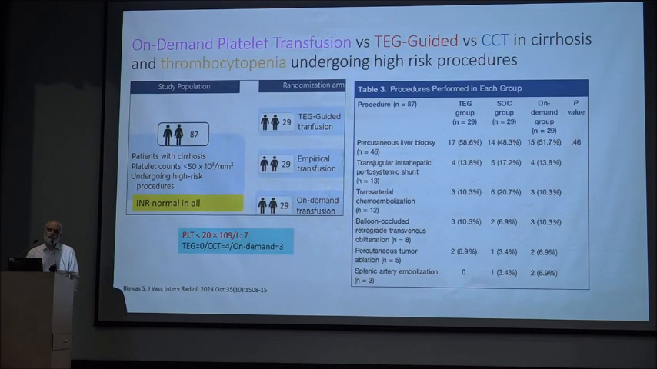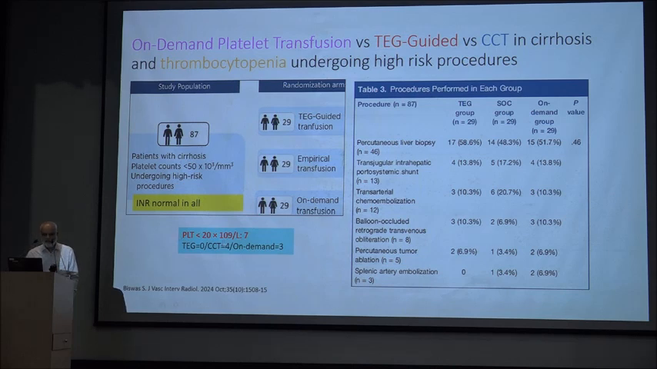Another very important study, on-demand platelet transfusion. This was a study from AIIMS. On-demand platelet transfusion versus TEG versus conventional coagulation tests. In this, INR was normal in all patients, but only platelets were deranged. And they were divided into 3 groups: TEG, standard of care, and on-demand. On-demand means no transfusion prior to the procedure. If they bleed, then they will transfuse as needed.